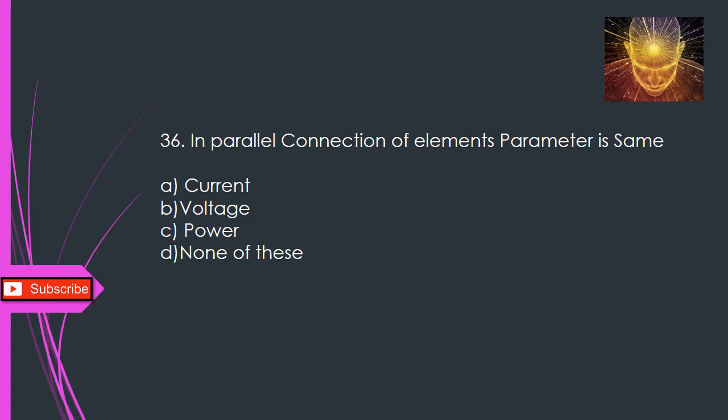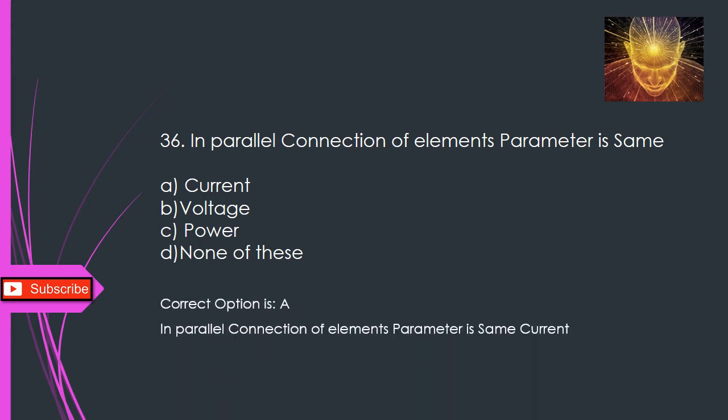In parallel connection of elements, which parameter is the same? A. Current. B. Voltage. C. Power. D. None of these. Correct option is B. In parallel connection of elements, the parameter that is the same is voltage.